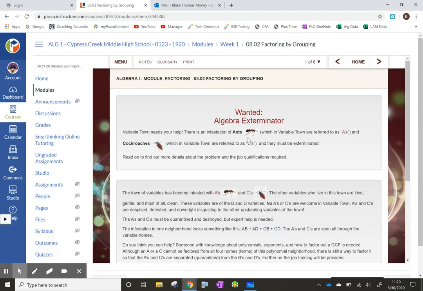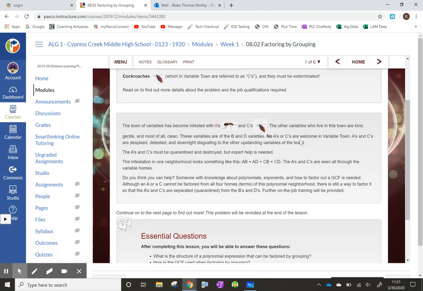So let's get started. Variable town needs your help. There is an infestation of ants, which in variable town are referred to as A's, and cockroaches, which in variable town are referred to as C's, and they must be exterminated because nobody wants any A's or C's, do they? Right? Read on to find out more details about the problem and the job qualifications required.